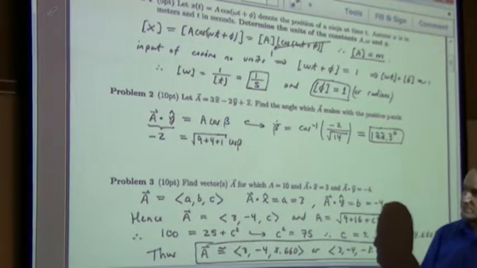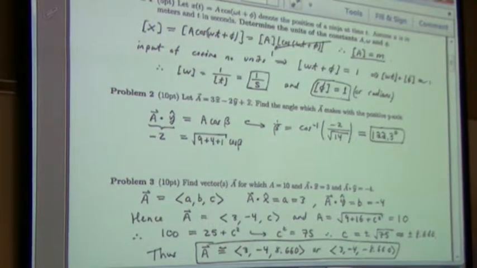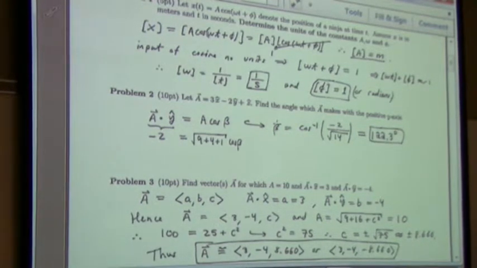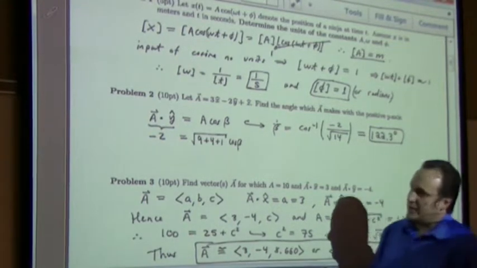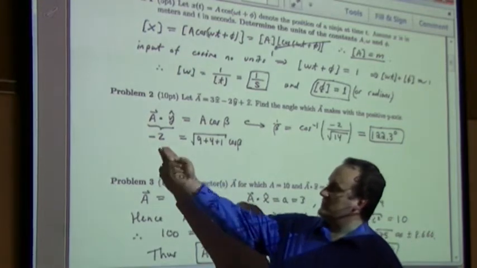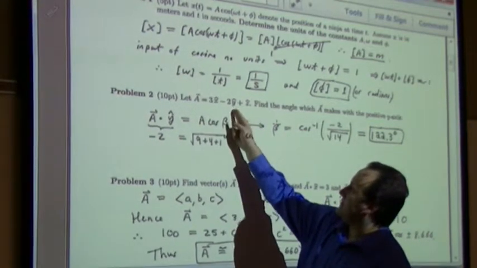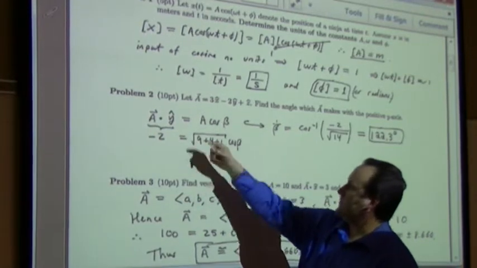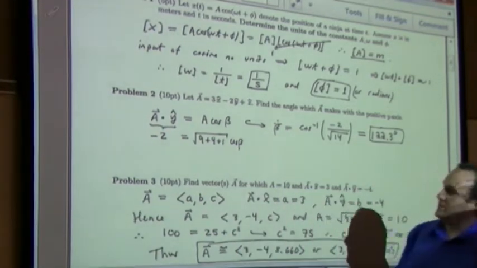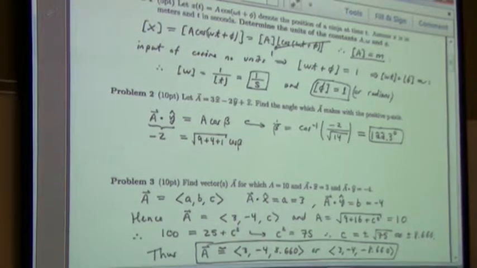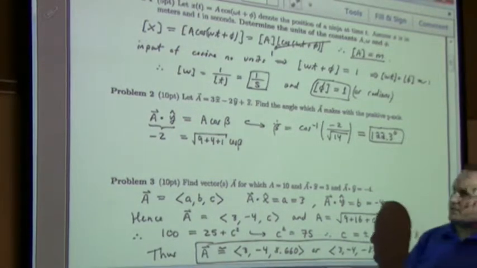Okay, so problem 2, I asked you to find the angle that the vector A, which is given, makes with the positive y-axis. So dot product's your friend here. On the one hand, we have A dot y hat is -2, because the only thing that's non-zero when you dot with y hat is this term, and it picks up the -2. And on the other hand, that's equal to A times cosine of beta, where beta is the angle between A and y hat.